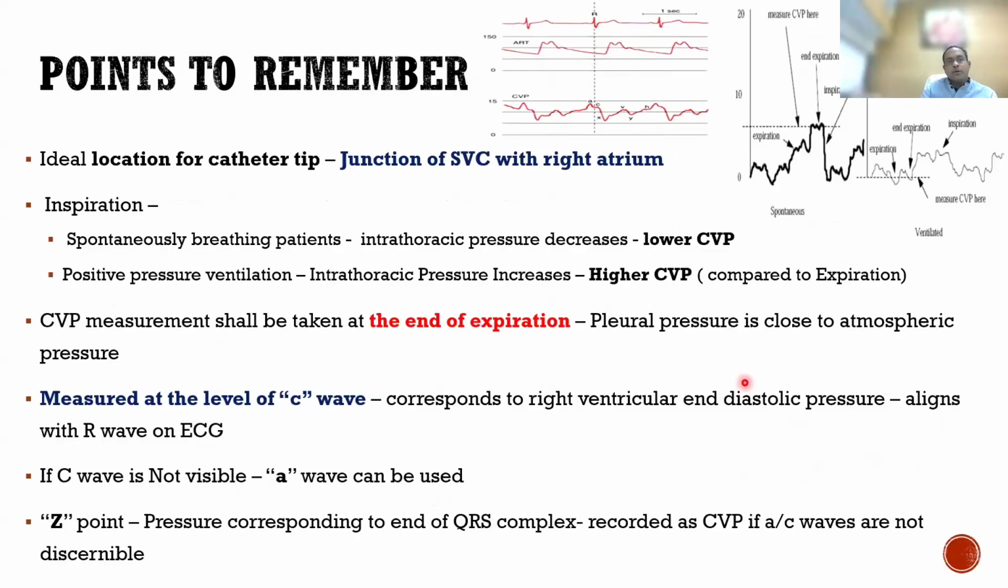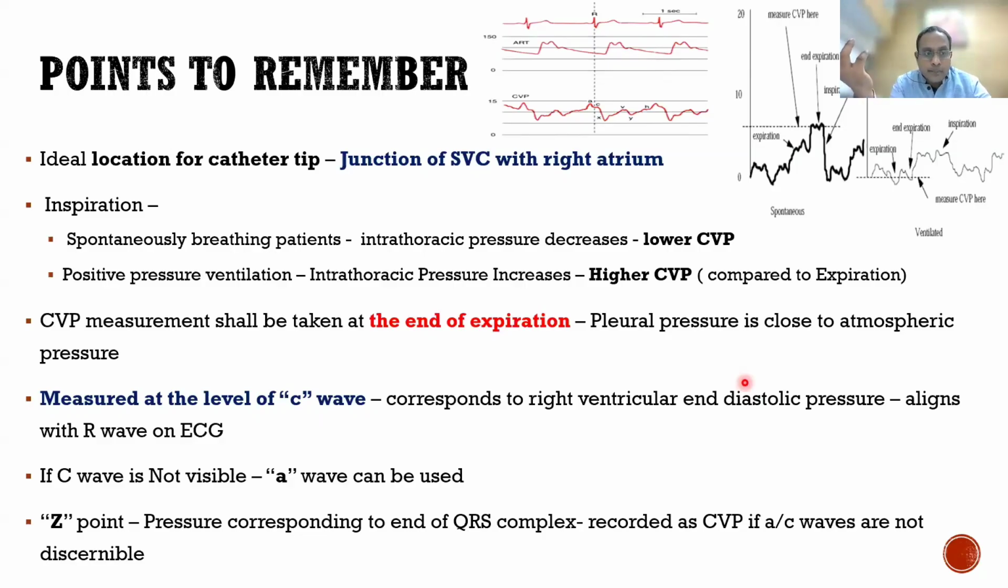There are then some points to remember. Where should the location of the catheter be when we measure the CVP? It should be at the junction of the SVC with the right atrium. In spontaneously breathing patients, during inspiration, intrathoracic pressure becomes negative, so the CVP value will be lower. But in patients on mechanical ventilation, the intrathoracic pressure increases during inspiration, so CVP is higher during inspiration compared to expiration.